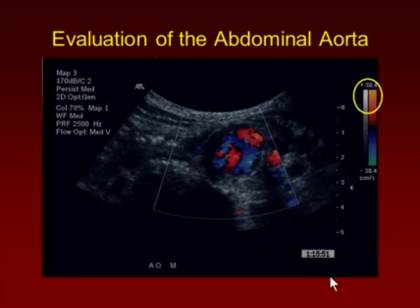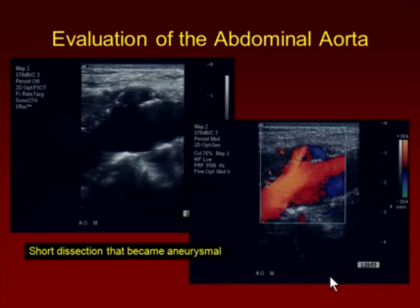You want to have your PRF or your scale set so that if you do have any cavitations into the wall of the aorta, as in this case where you have a short dissection that became aneurysmal, if there's a small amount of flow going into this cavitation, then you want to be able to pick that up, so make sure that the color scale is set appropriately.